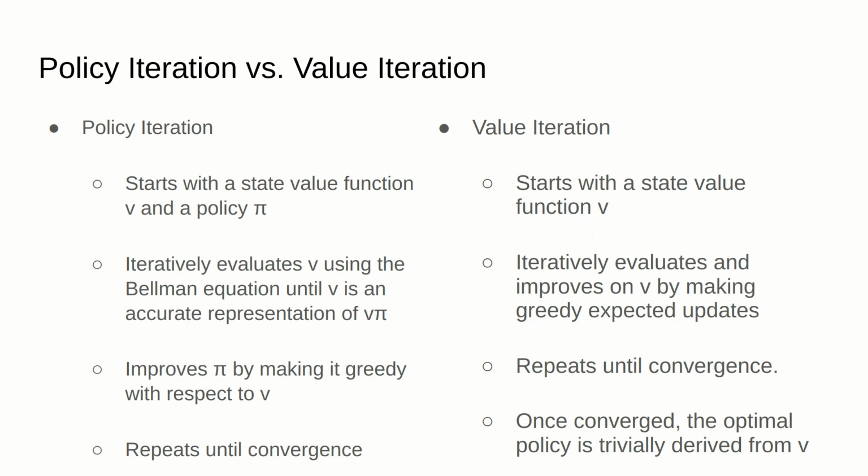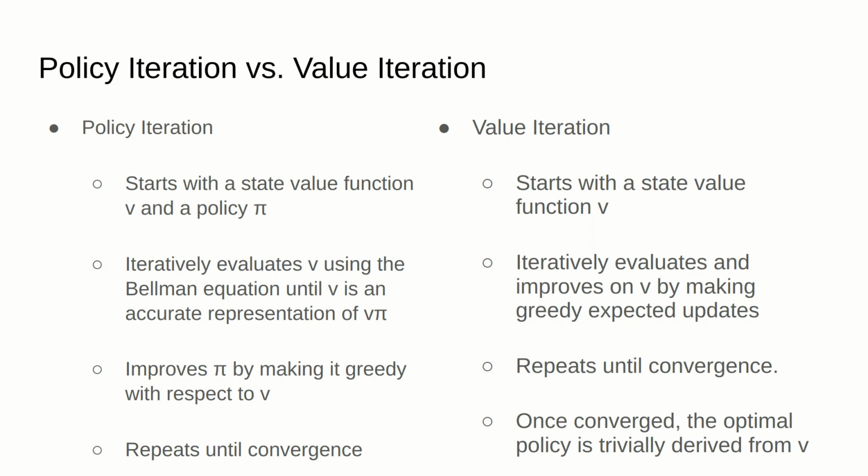So now we can compare policy iteration and value iteration. So policy iteration starts with the state value function v and a policy pi, then iteratively evaluates v using the Bellman equation until v is an accurate representation of v pi. So that's that policy evaluation step. Then it improves pi by making it greedy with respect to v. That's that policy improvement step, and this repeats until convergence.